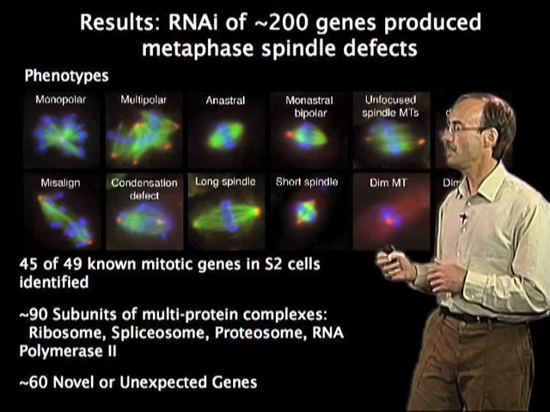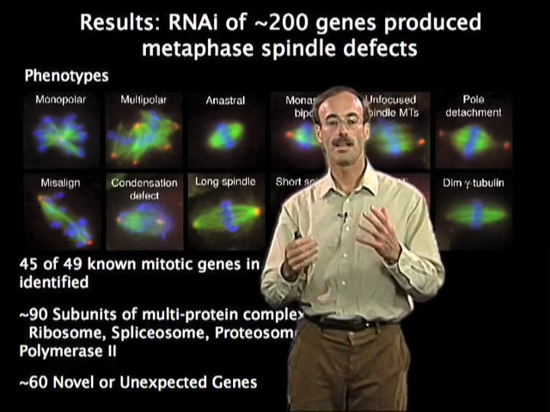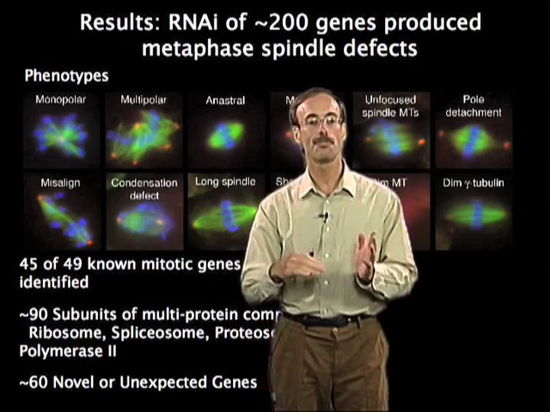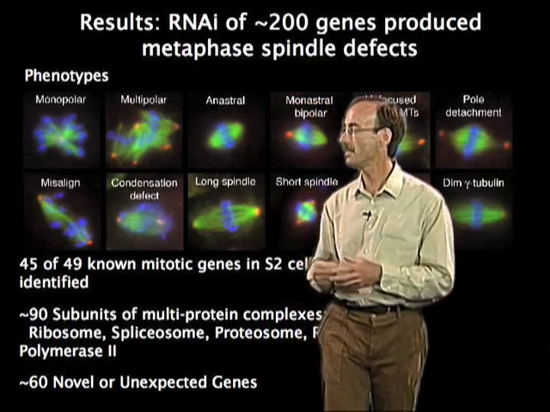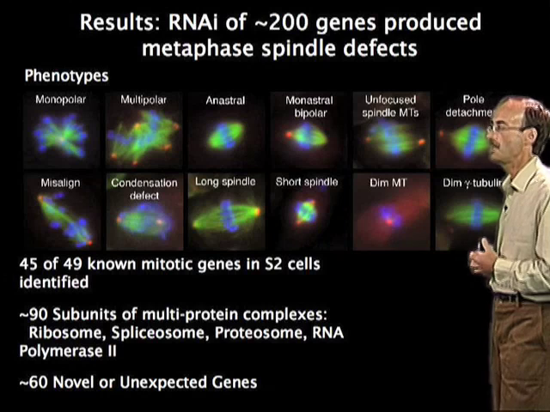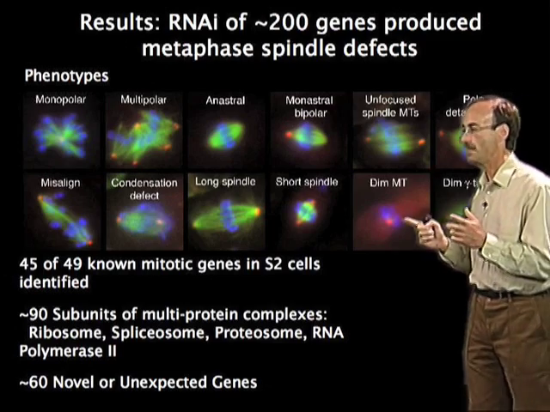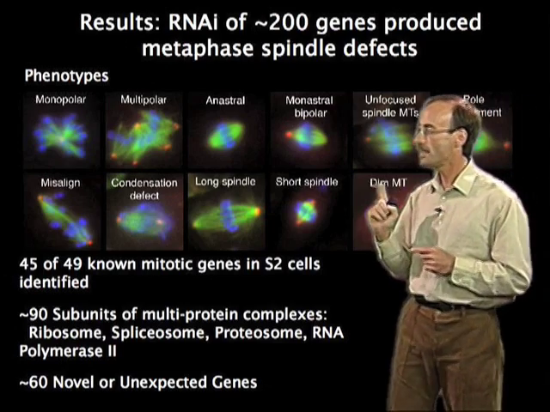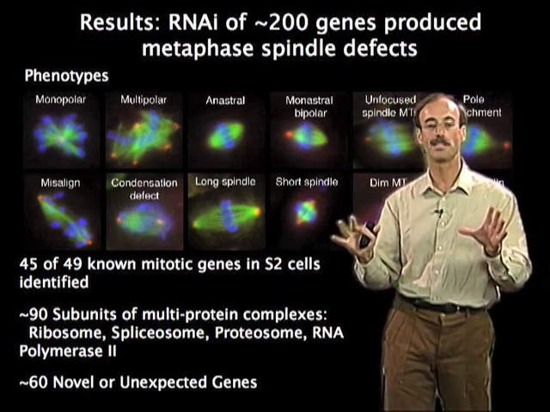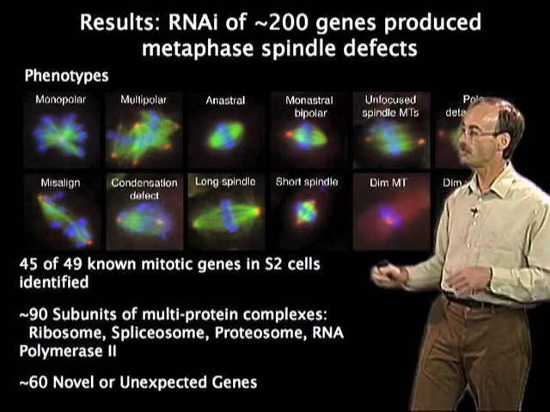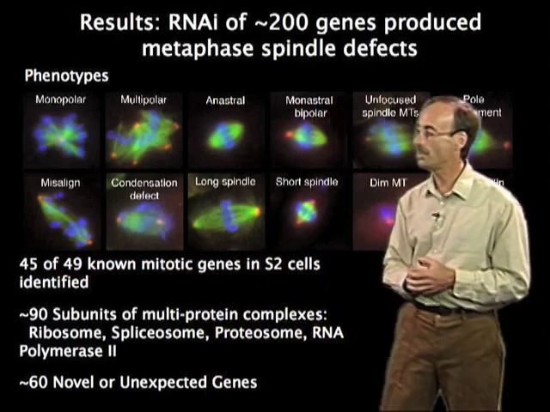So the result of the screen is that we found that there were about 200 genes that, when knocked down, so the protein levels were knocked down, produced some kind of defect in the metaphase mitotic spindle. And a lot of these different phenotypes are just shown in this gallery here. First of all, I should say that we knew going into the screen that there were 49 genes that we knew produced mitotic spindle defects in these cells. And through this blind whole genome screen, we found 45 of them, which is really quite good.